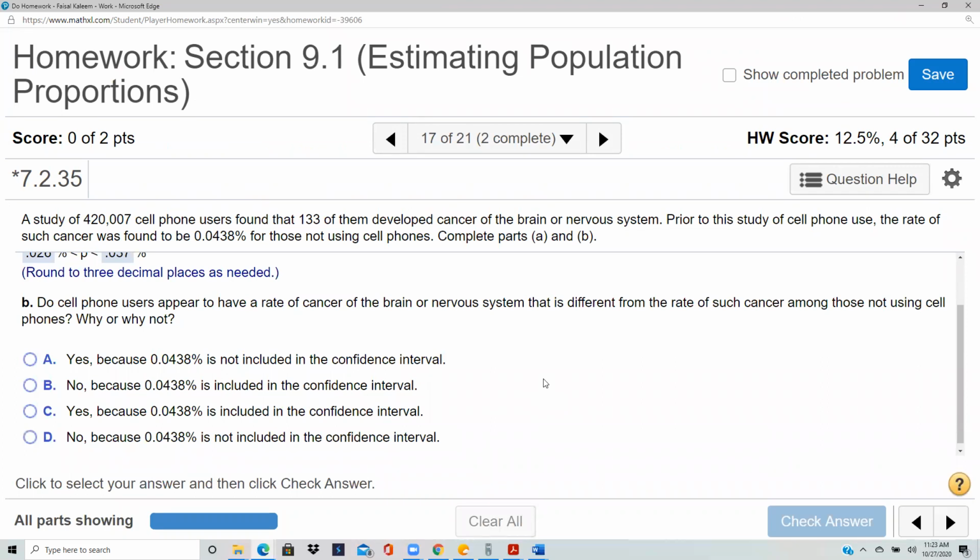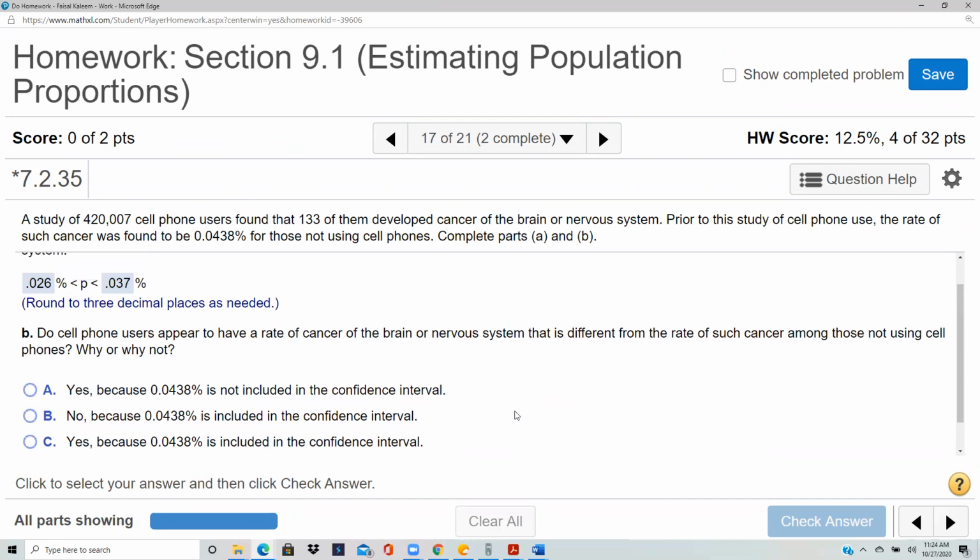So do cell phone users appear to have a rate of cancer of the brain that is different from the rate of such cancer among the non-cell phone users? Okay, let's see. So they say prior to the study of cell phone use, the rate of such cancer was found to be 0.0438% for those not using cell phones. So 0.0438 lies outside this interval, right? This is like 0.026, 0.037, and 0.0438 is somewhere on the right.